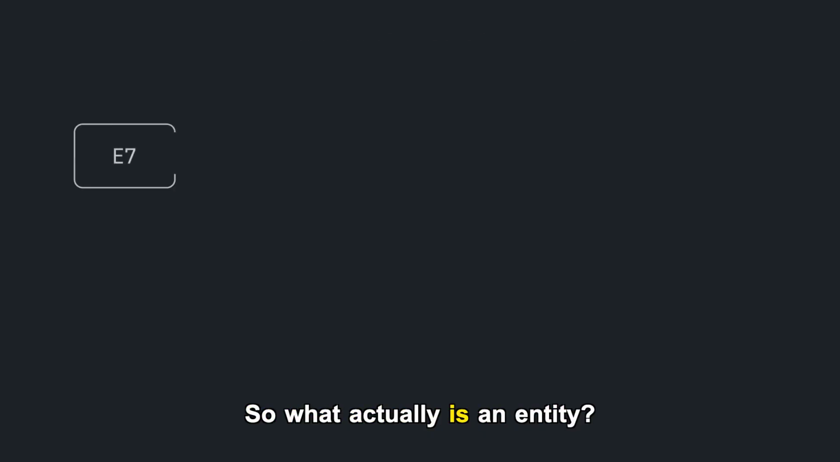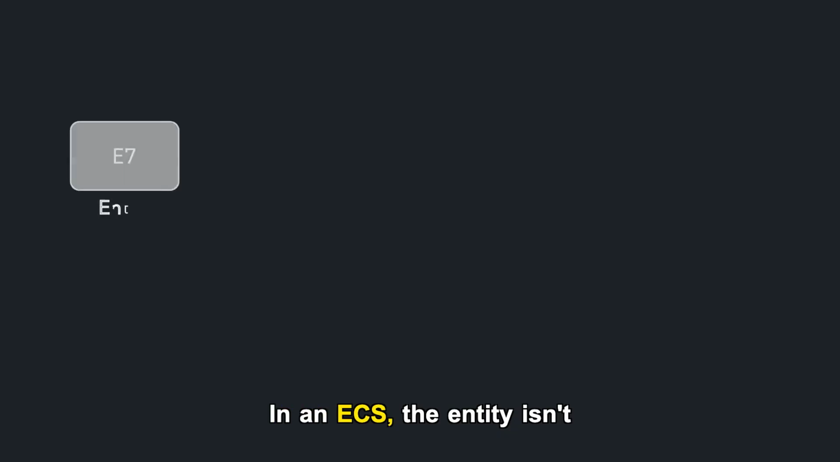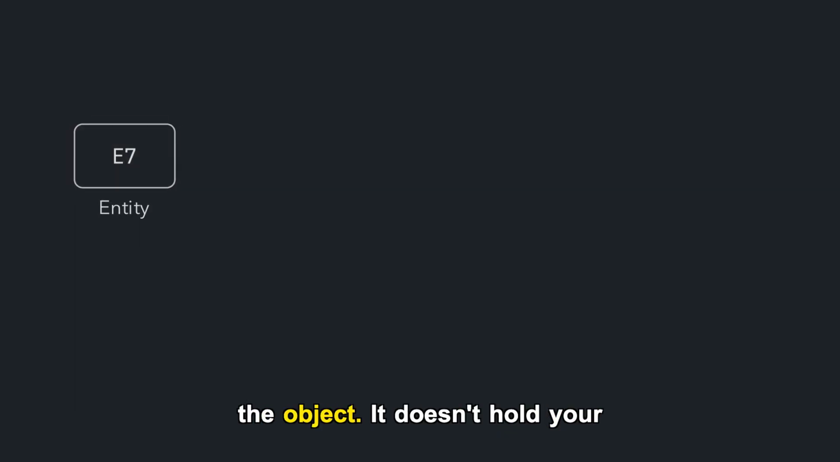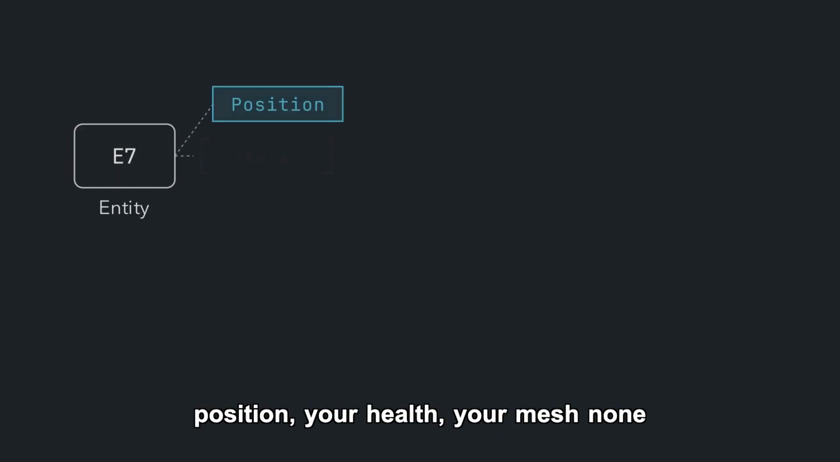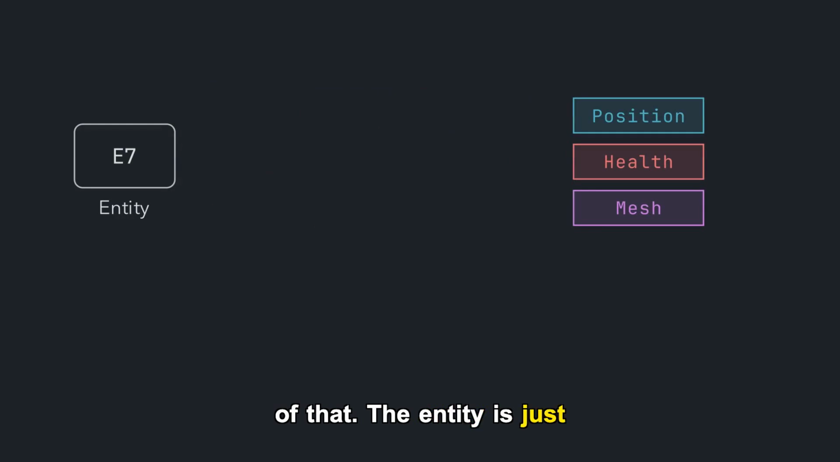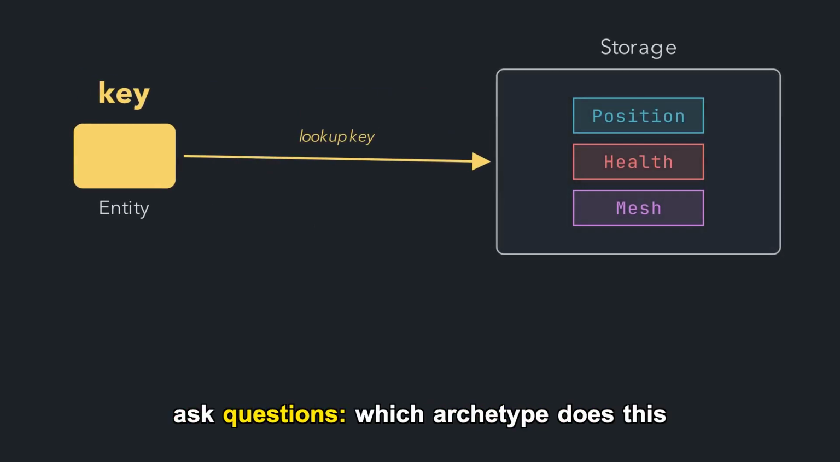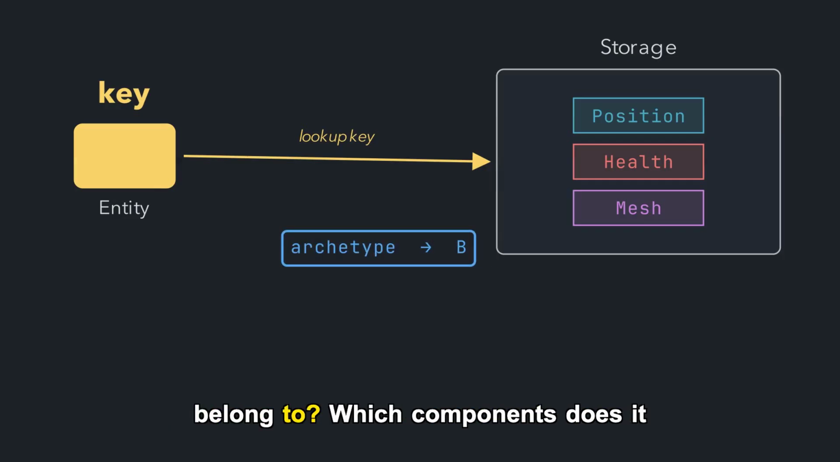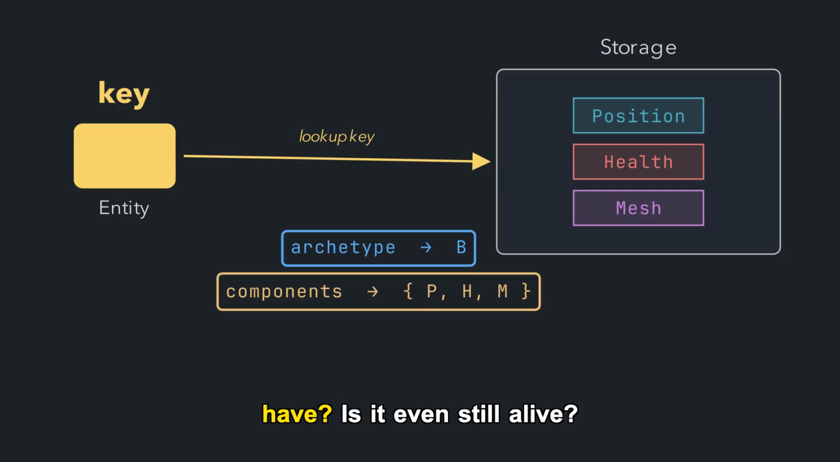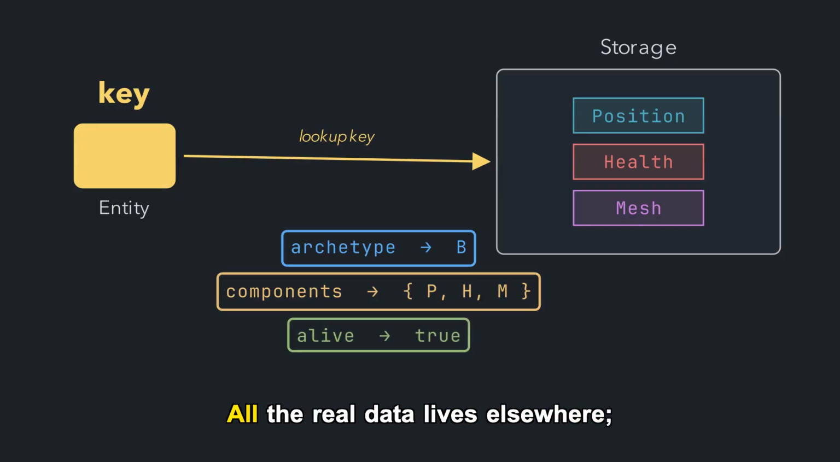So what actually is an entity? In an ECS, the entity isn't the object. It doesn't hold your position, your health, your mesh, none of that. The entity is just a key. It's the thing you hand back to the storage to ask questions. Which archetype does this belong to? Which components does it have? Is it even still alive? All the real data lives elsewhere. The entity is the handle you look it up with.